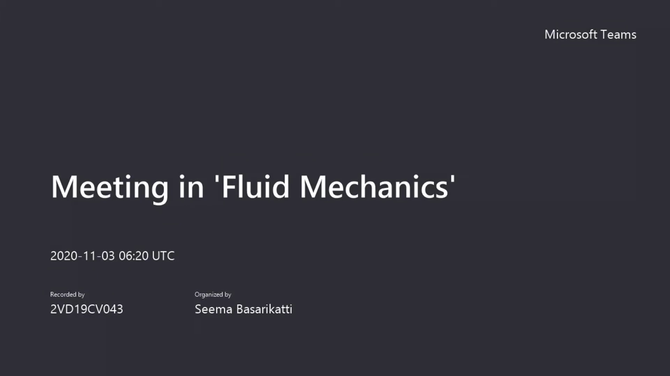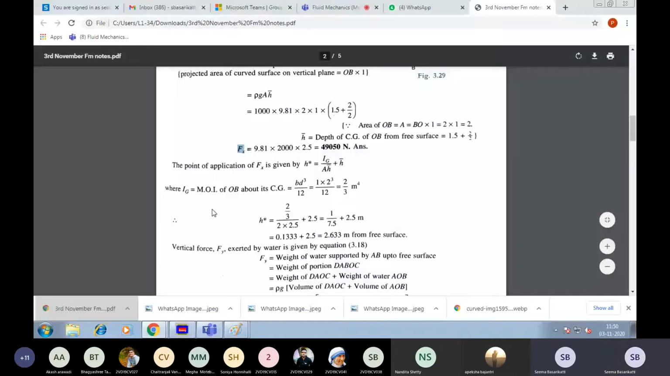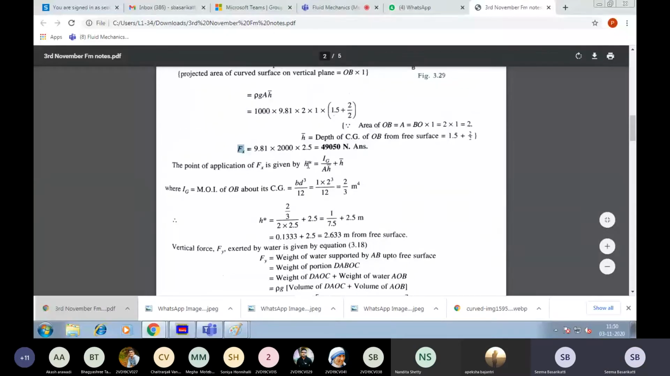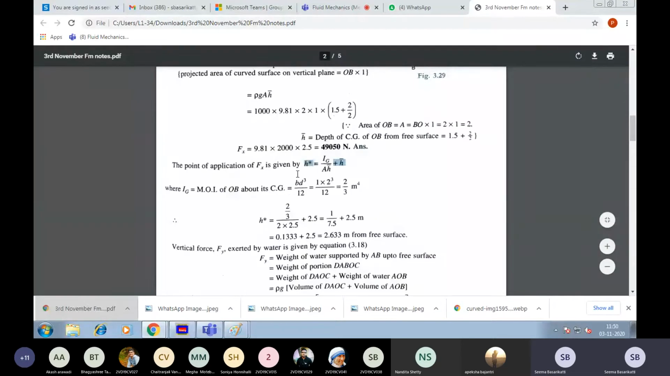This is the force exerted in the x direction. Simultaneously, H star, the center of pressure, is identified by taking the equation Ig divided by A H bar, plus H bar. Why am I taking this equation? Because this particular surface OB is considered a vertical surface. Therefore, these equations are applicable.